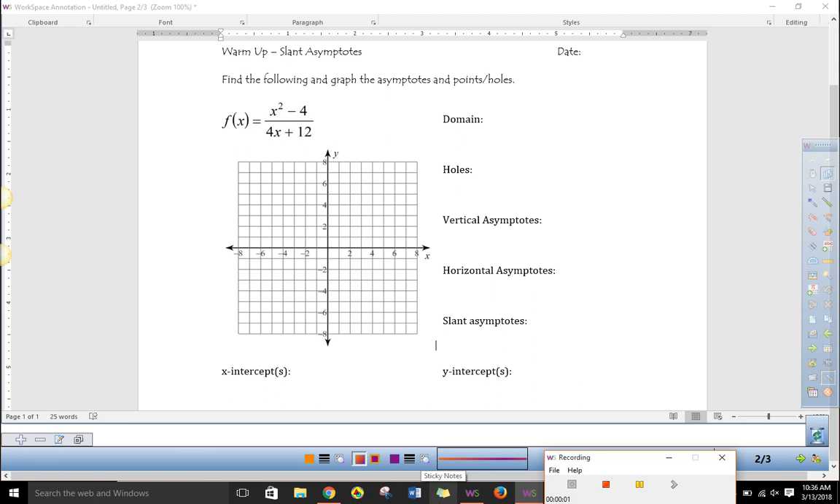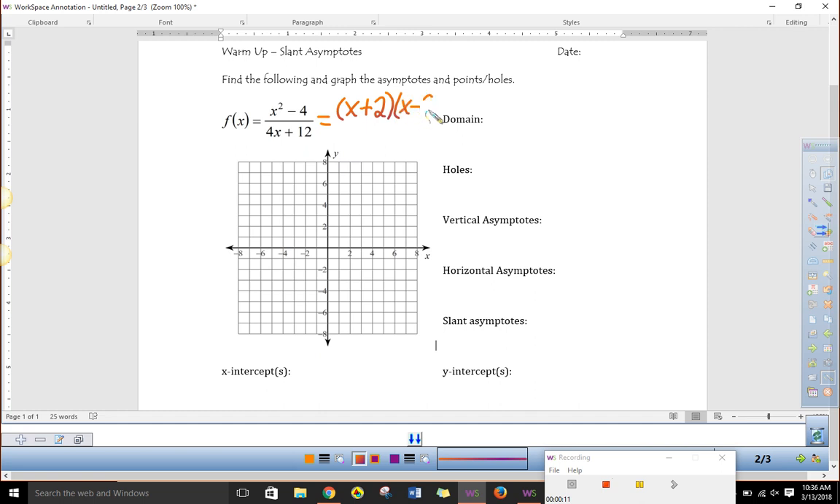How do I start? Domain. Oh, so you start by factoring. Okay, what can I factor? X squared minus 4. Okay, what's that going to turn into? X plus 2 and X minus 2. Good, because it is a conjugate.